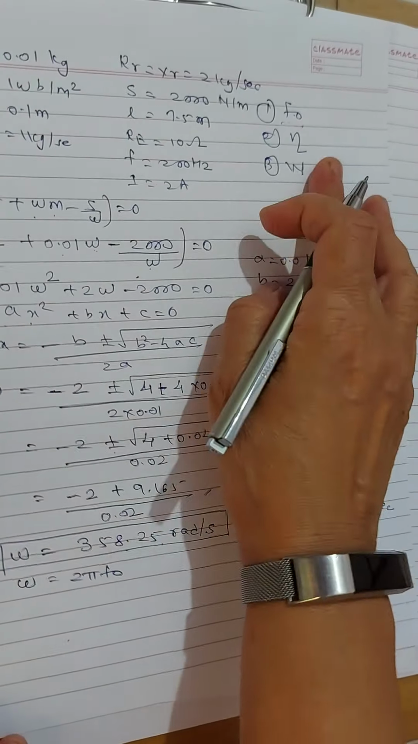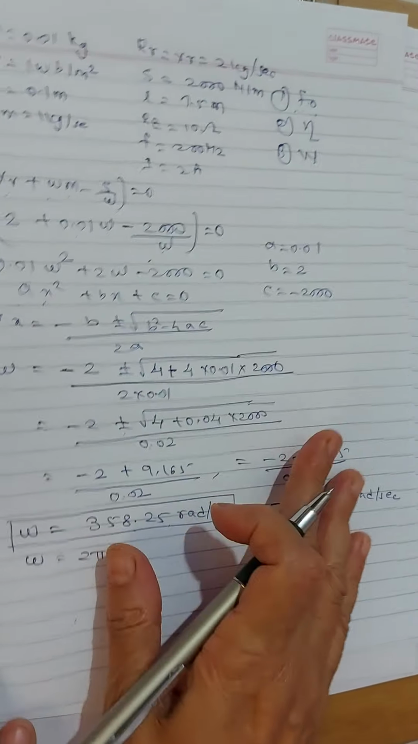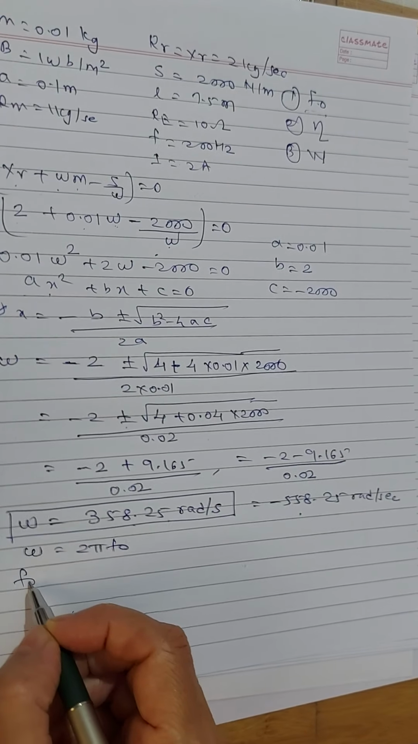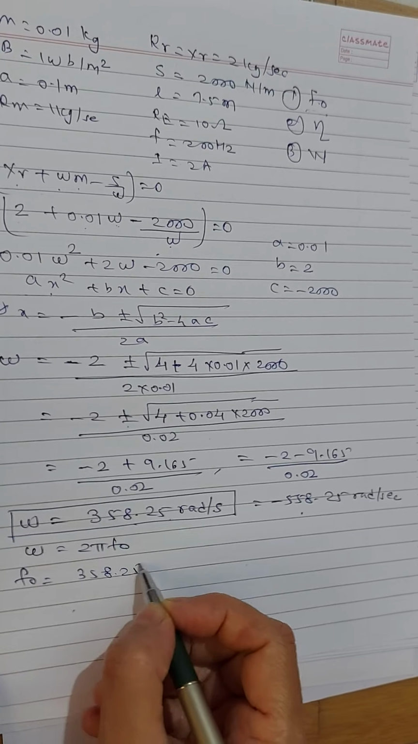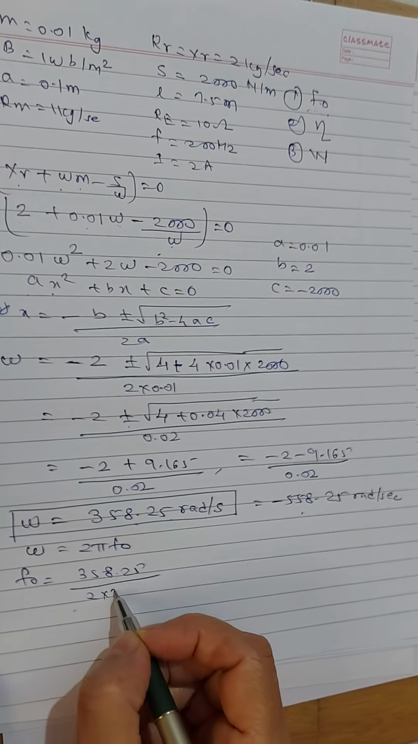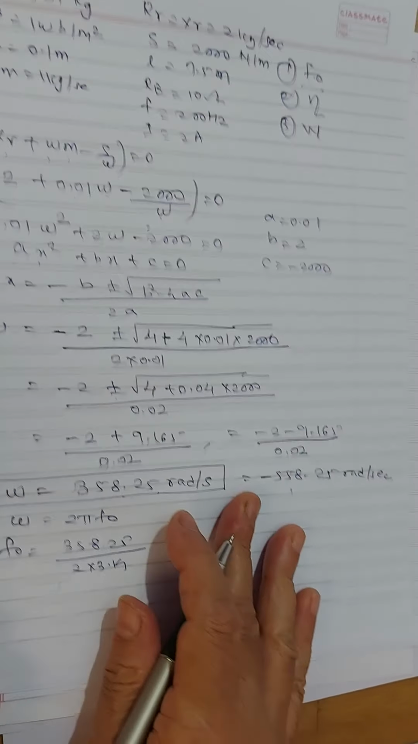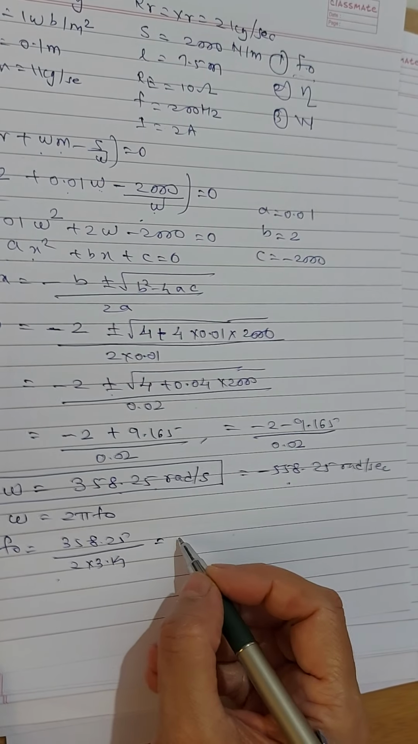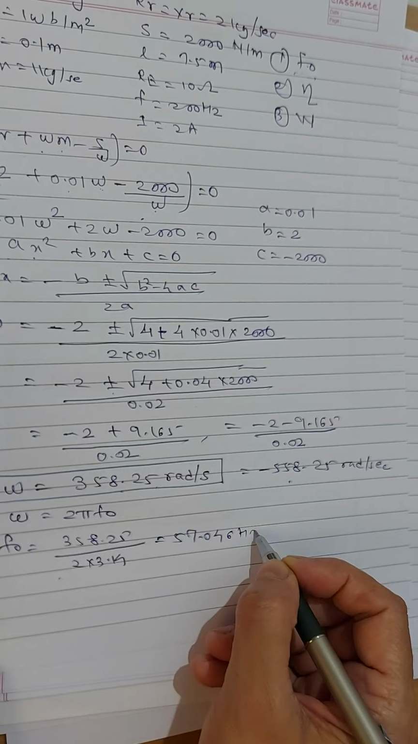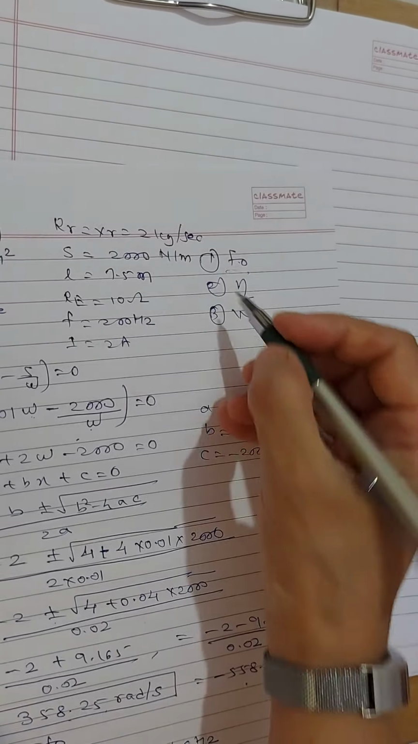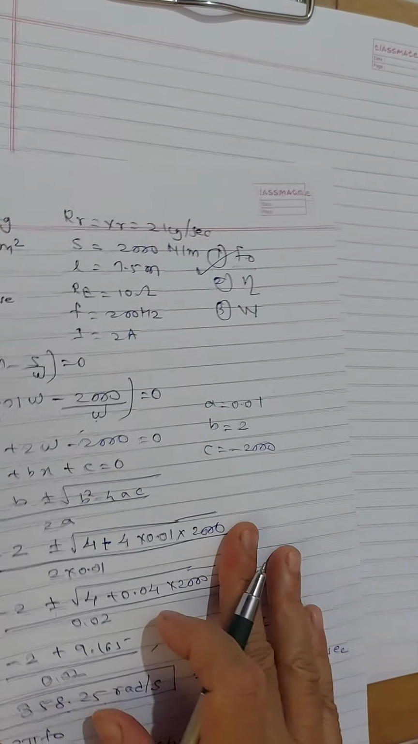I need resonance frequency, not normal frequency. This is given to you. So therefore f0 is equal to omega upon 2 pi. So 358.25 divided by 2 into 3.14. This is the way we have got the answer to be around 57.046 hertz. This is my first answer, which is resonance frequency.